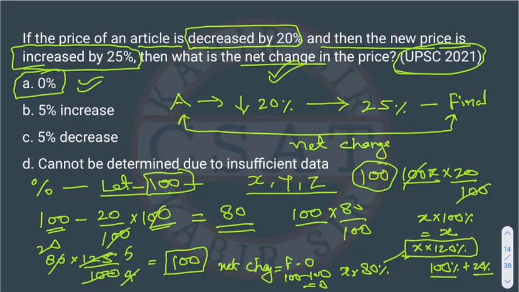The percentage will come because the net change formula is final price minus original price upon original price into 100. Right, so this is the formula of net change. Okay, we have to remember this. Because this is 0, 0 upon 100 into 100, this answer will be in percentage, right? So its answer is A. This must have been understood, I hope, right?